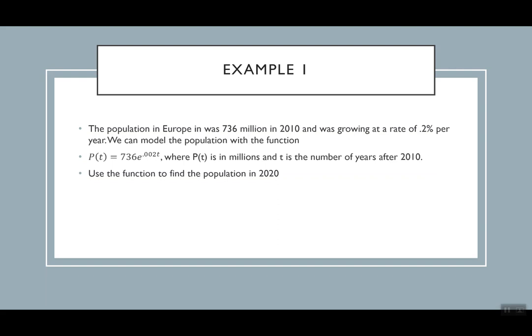So the very first thing we need to do is express t. t is going to be our time. Make sure you look at the wording: t is the number of years after 2010. So if I'm at 2020 minus 2010, that says we're looking at what happens in 10 years. So we're going to evaluate P of 10.